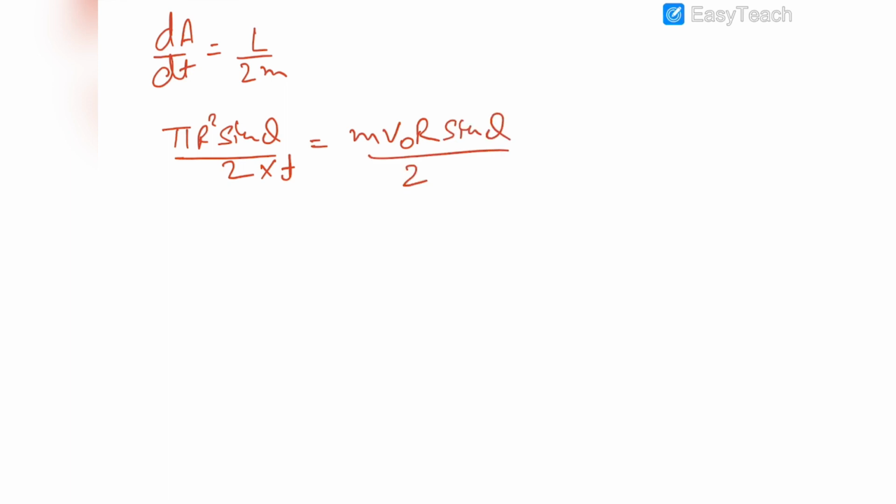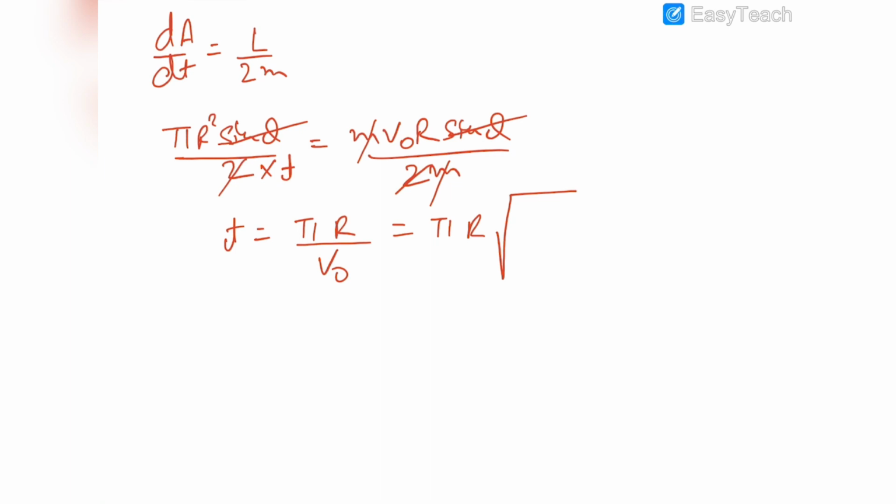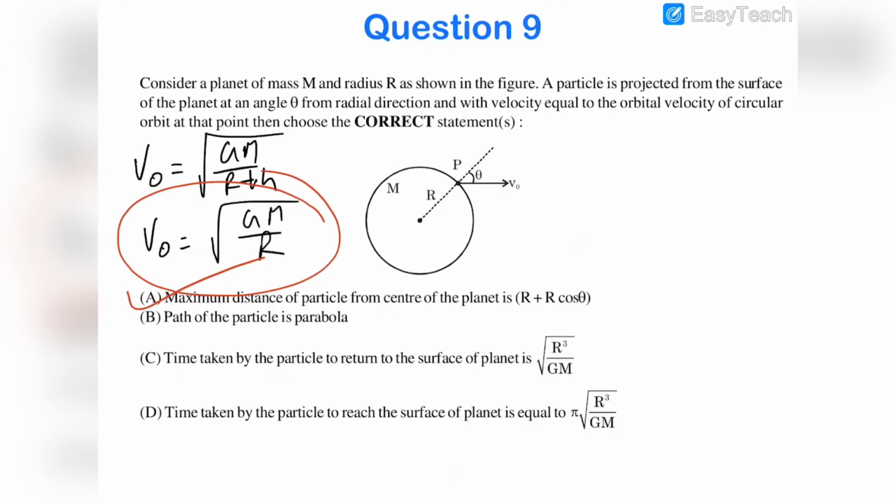This is divided by 2m. So cancelling m with m, 2 with 2, we know that this t will be equal to pi R by v naught. V naught is under root GM by R, so the answer would be pi under root R cube by GM. So this is option D. So the correct answer of this question is A and D. Now we move on to the next question.